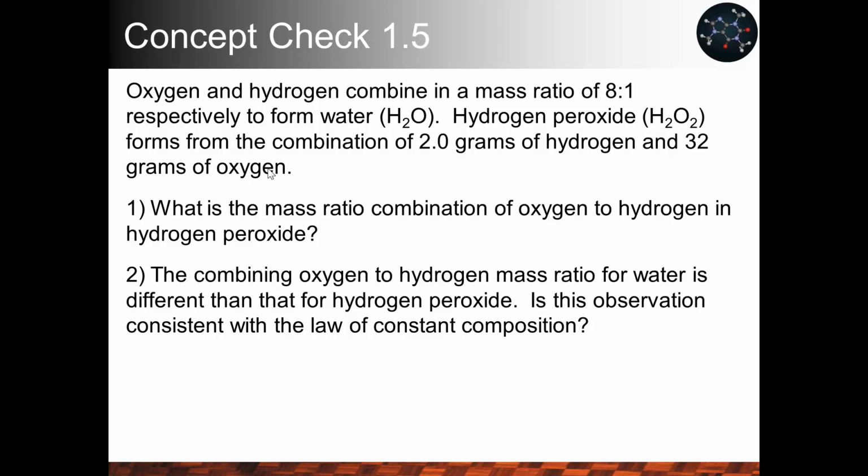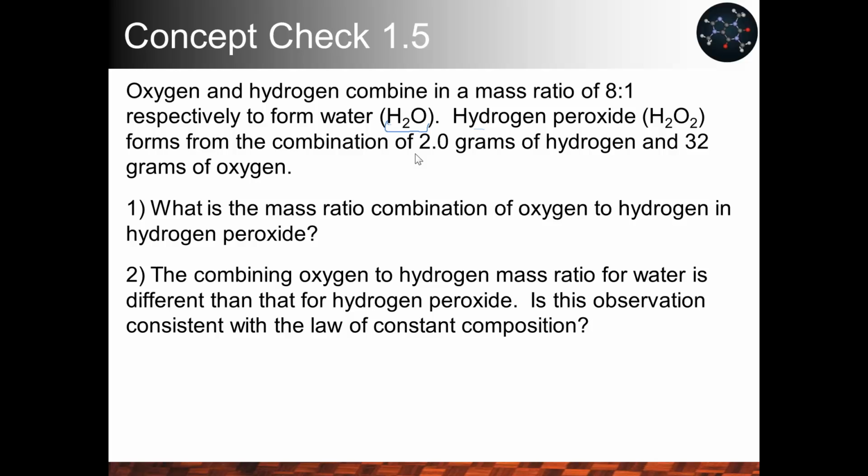Okay? So here's a little idea that we can kind of look at. Oxygen and hydrogen combining in this 8-to-1 ratio to form water. And we actually know now that's because 2 hydrogen atoms and 1 oxygen atom combine, and these little atoms actually weigh different amounts. Oxygen weighs more than hydrogen does, so that's what gives us this ratio. Now, hydrogen peroxide, which has a different set of properties, you can't drink that, that'll kill you. It has 2 hydrogens and 2 oxygens. So that means that we're actually going to get a different ratio.